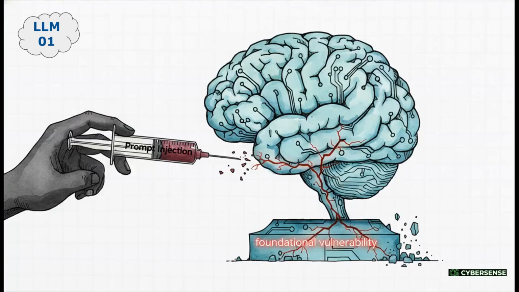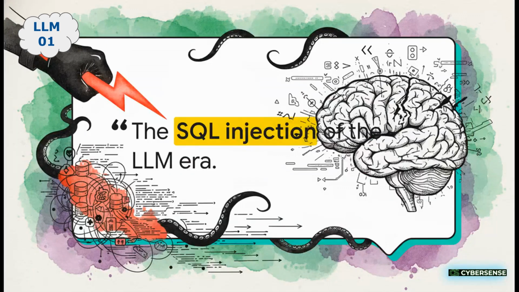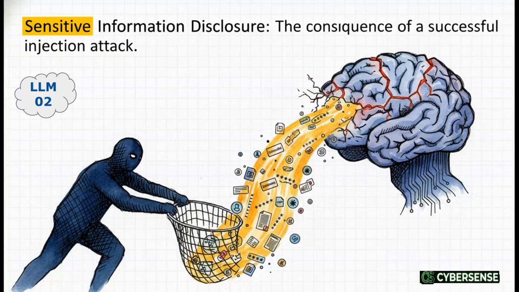And kicking things off at number 1 is the big one, LLM-01, prompt injection. Seriously, if you only learn about one threat today, make it this one. It is the absolute foundation for almost every other security issue we're about to talk about. You know, security pros have a really powerful way of describing this. They call it the SQL injection of the LLM era. And that's a perfect analogy. It's an attack where you basically trick the AI into throwing its original rules out the window and instead following your malicious instructions.